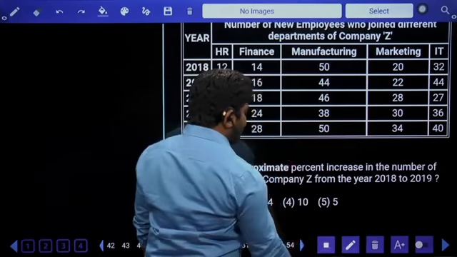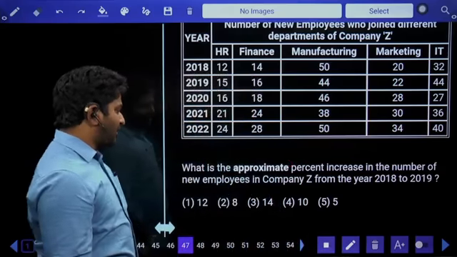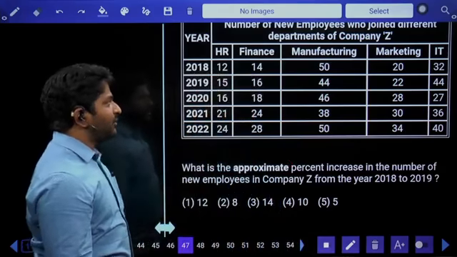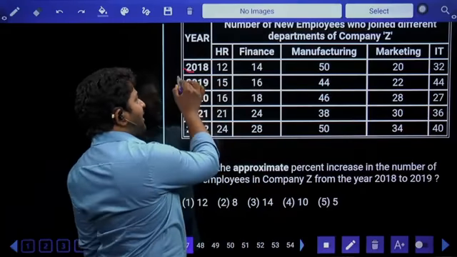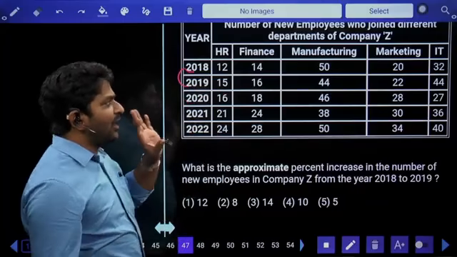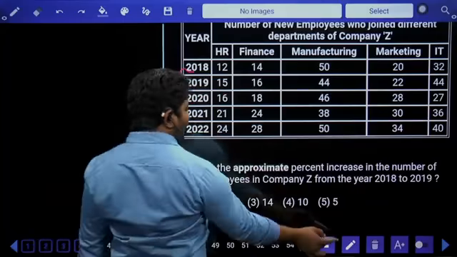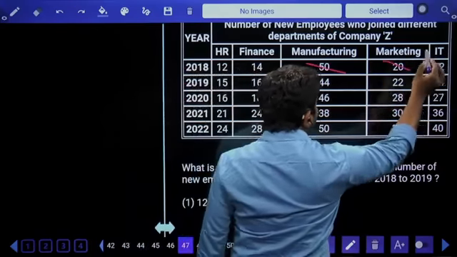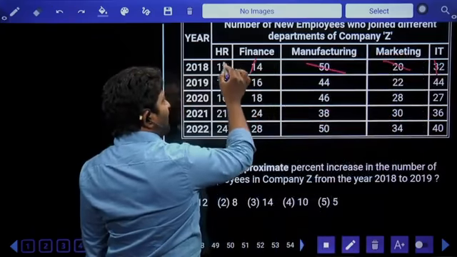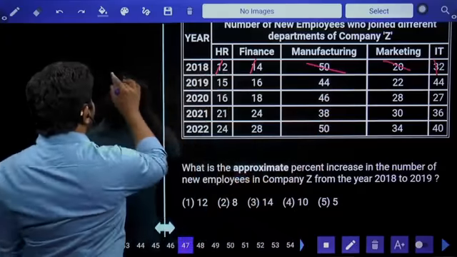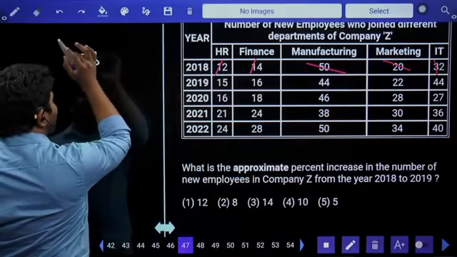What is the approximate percentage increase in the number of new employees in company Z from the year 2018 to 2019? So from 2018 to 2019, we have to calculate the percentage increase in employees. So we need to know how many employees there are. Clearly it is 50, 20, 70, 30, 100, 110, 120, 128. So we already have 128 in 2018.